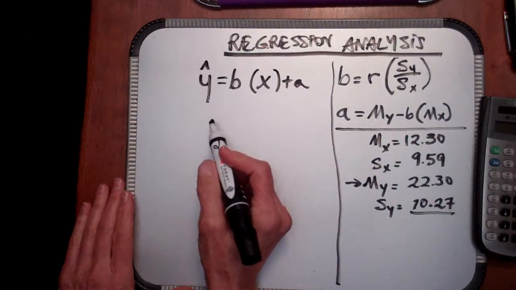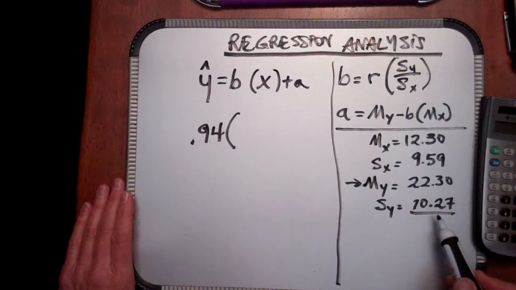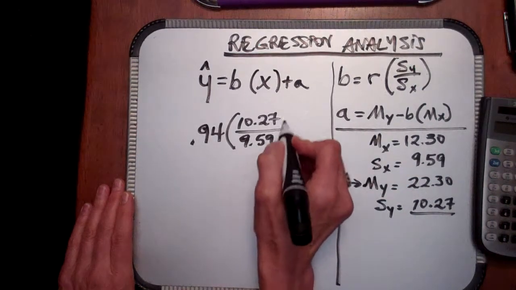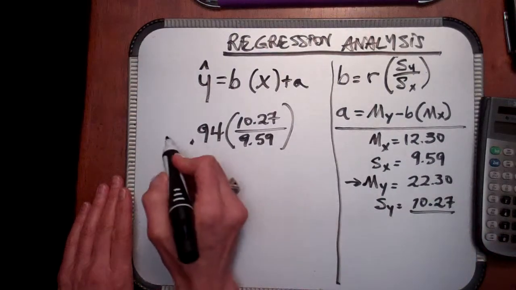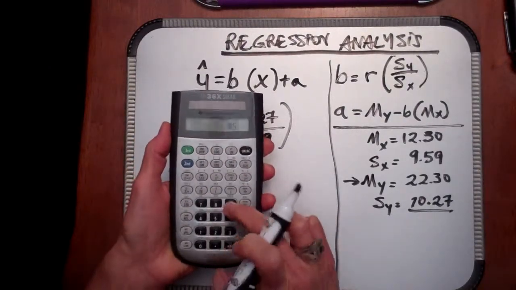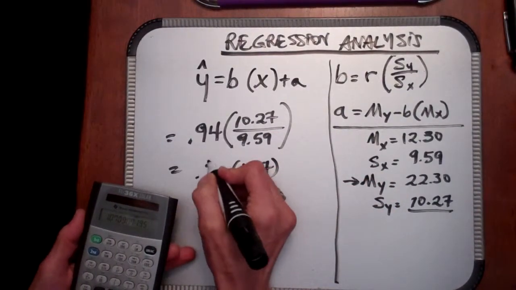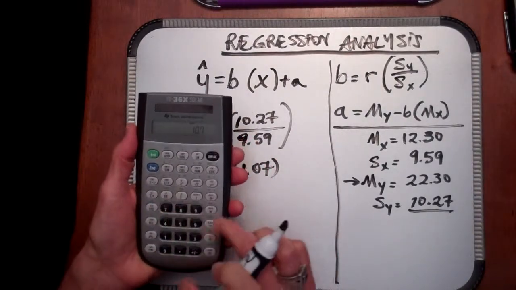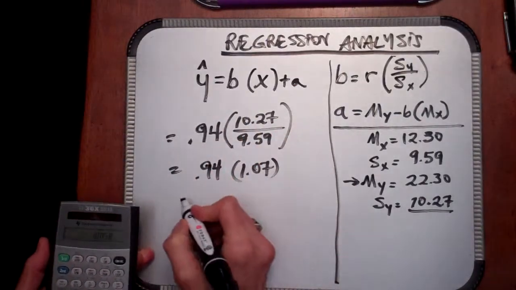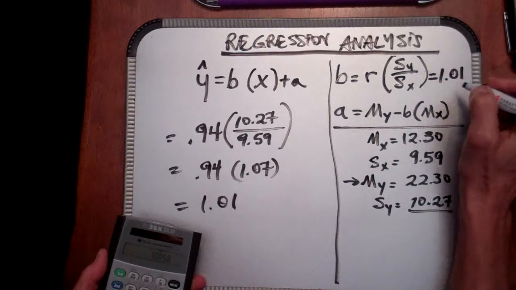So to determine first the slope, we take our single r value, which in this case was 0.94, and we're going to take 10.27 divided by 9.59, the standard deviation of y divided by the standard deviation of x, and we'll calculate that through. 10.27 divided by 9.59 gives you 1.07. Times 0.94, and we get 1.01. So our slope for this particular example is 1.01.